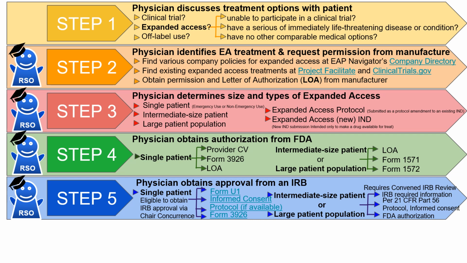Step 5 is to request IRB approval. Actually, step 4, requesting FDA authorization, and step 5 can be performed simultaneously. Depending on the type of expanded access, the IRB approval process is slightly different between single patient expanded access and intermediate and large population. For intermediate size and large population, convened IRB review, so full board review, is required, just like a regular research IND study and clinical trial.